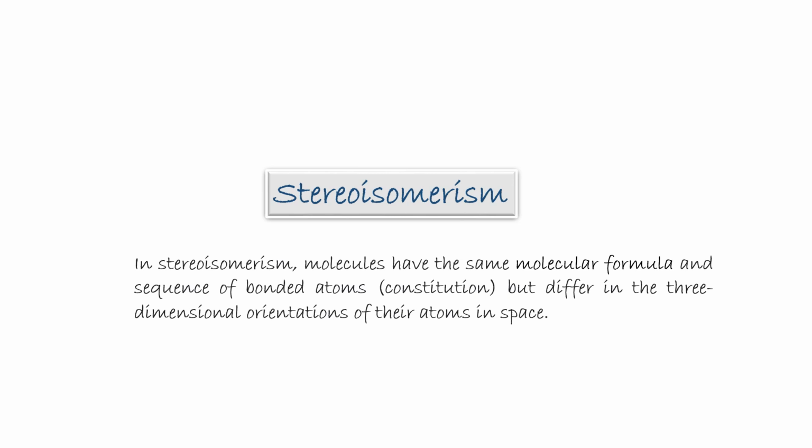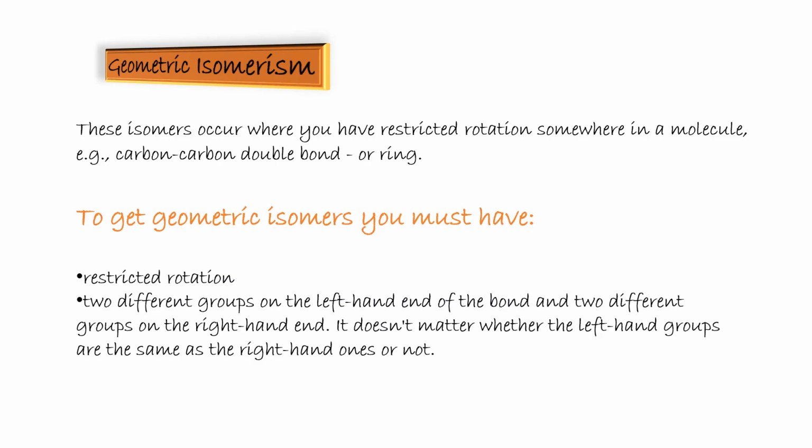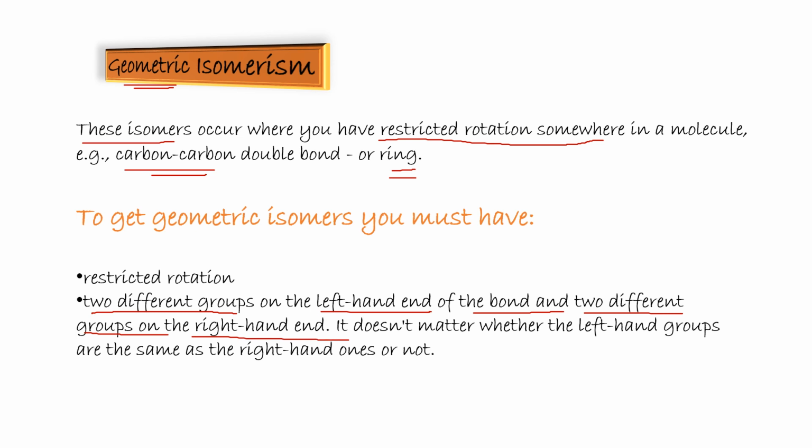In stereoisomerism, molecules have the same molecular formula and the same sequence of bonded atoms, but differ in the three-dimensional orientation of their atoms in space. These isomers we call geometric isomers. This isomerism occurs when you have restricted rotation somewhere in the molecule, like a carbon double bond carbon, or if you have a ring. So you have restricted rotation. Two different groups on the left-hand end of the double bond, and two different groups on the right-hand end of the bond. It doesn't matter if they are the same or not.